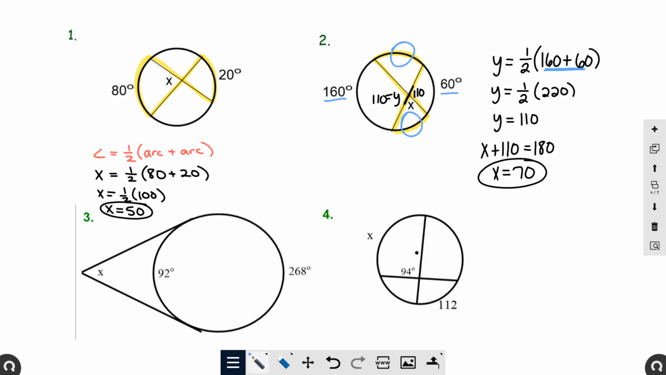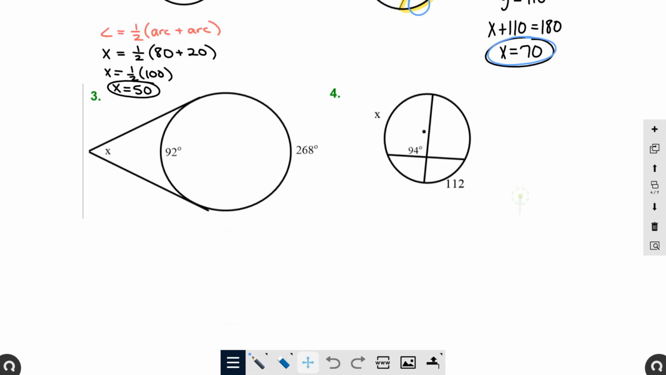That would be perfect. Because if we did subtract 160 and 60 from 360, we end up with 140. And what's half of 140? 70. So either way you want to do it is fine. All right, flip your paper over and you will see problems 3 and 4 here.